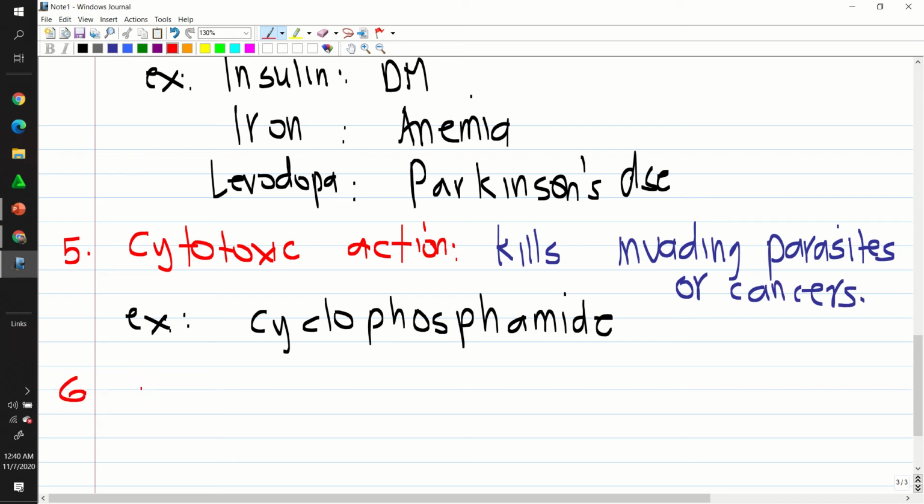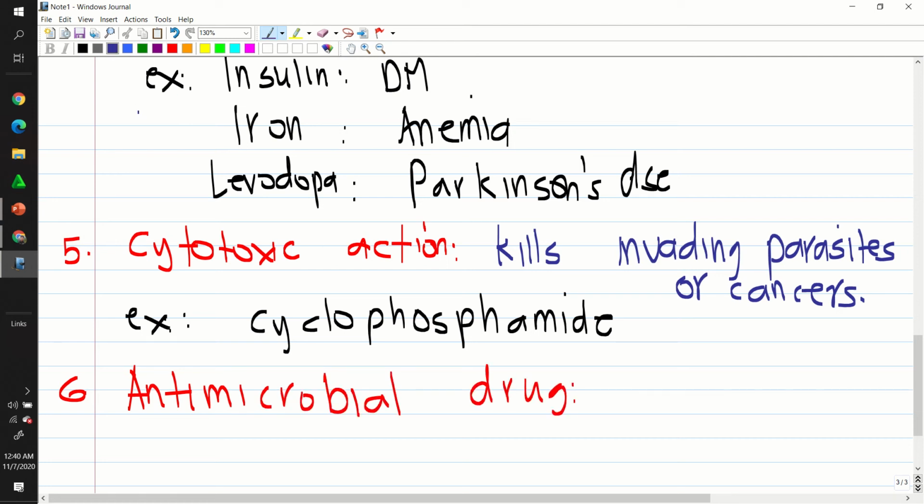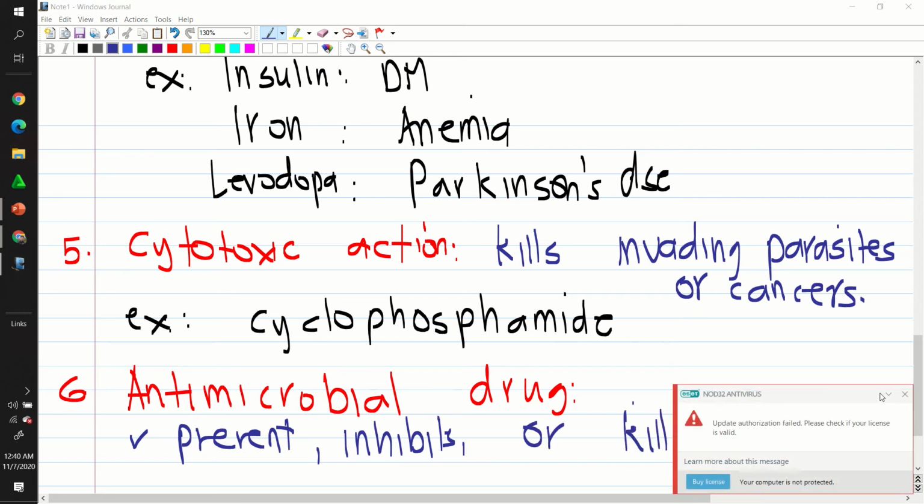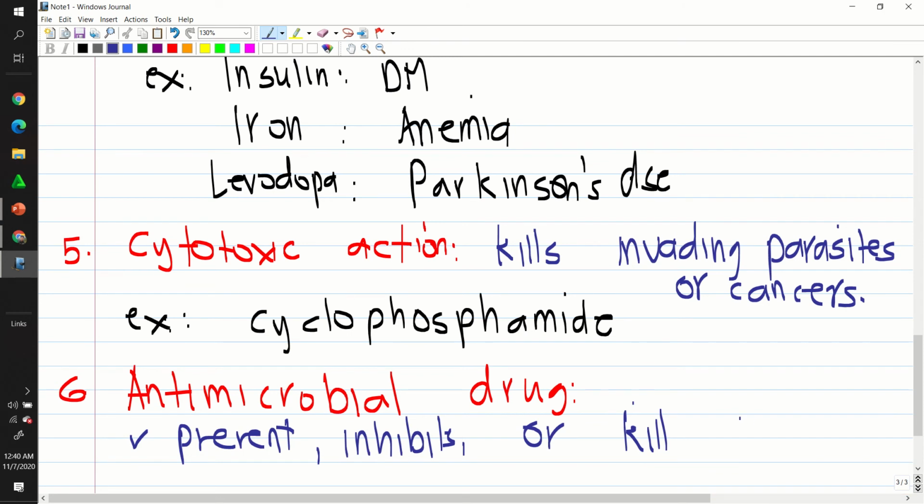Okay, number 6, we have your antimicrobial drug. This mechanism prevents, it will inhibit or kill invading infectious organisms. For cytotoxic, it will kill infectious organisms that are already present.